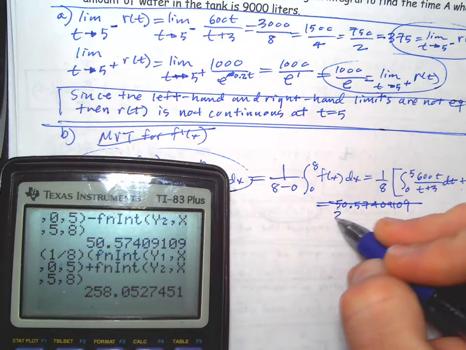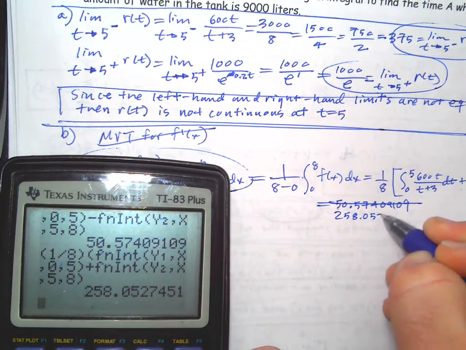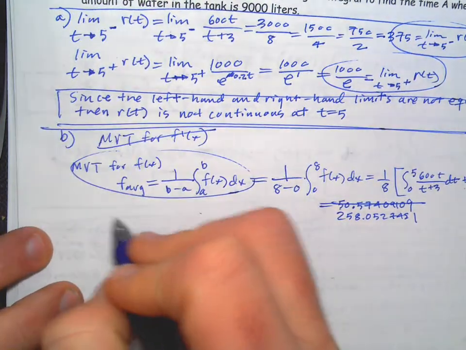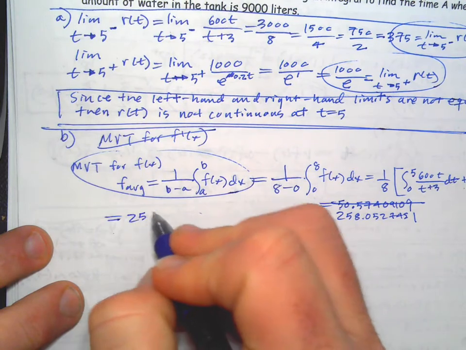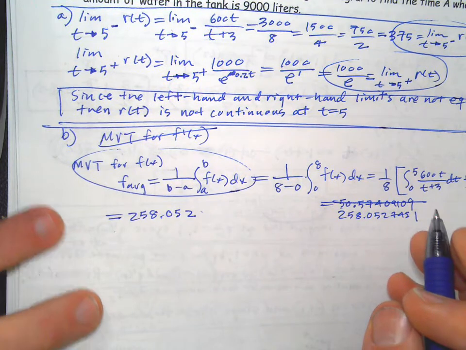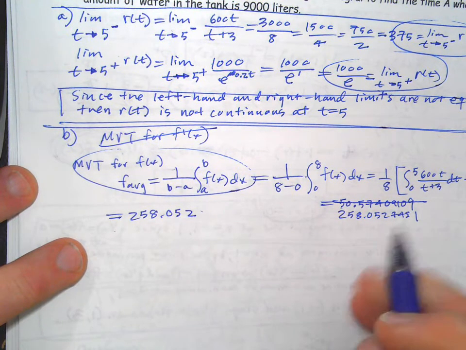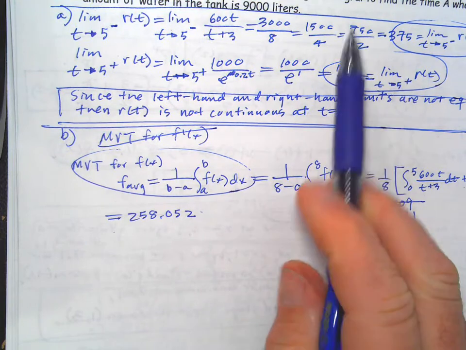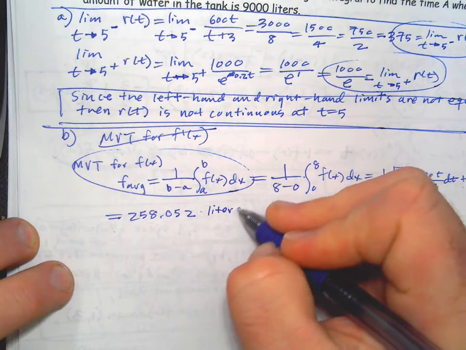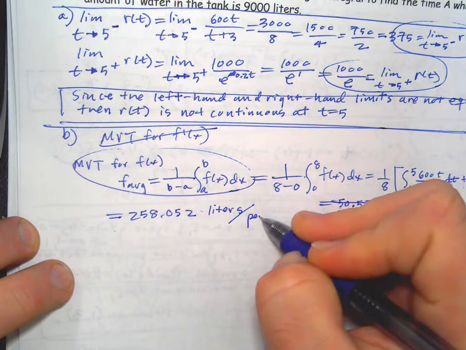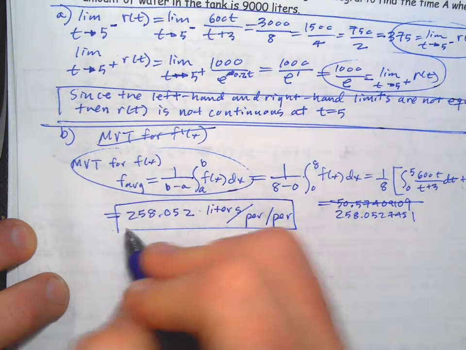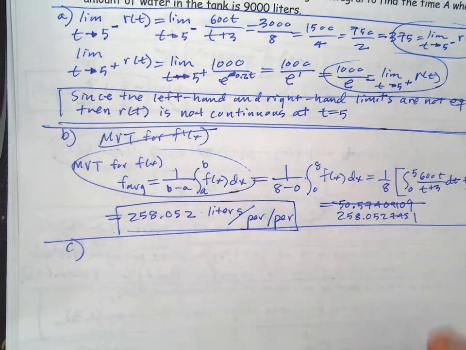Okay, 258.0527451. Okay, so the answer is the average value is 258.052, or 3 if you want to round, which I don't recommend. What are the units of this? Well, R is already liters per hour, so this is going to be liters. This is the derivative of that. This is going to be liters per hour, or per hour squared. Anyways, that's something you don't know how to do yet.